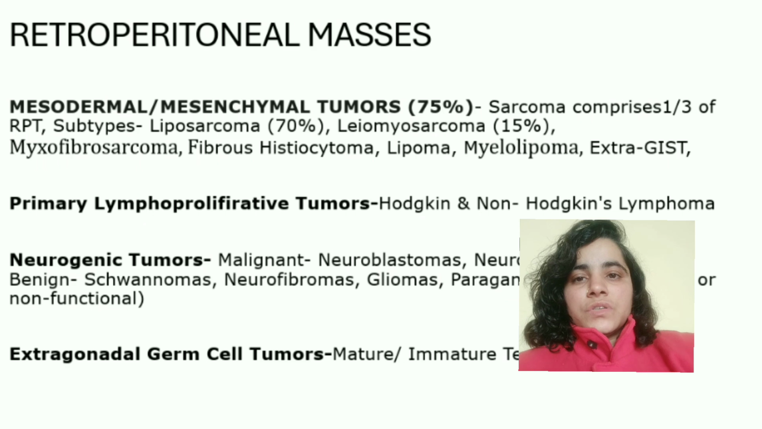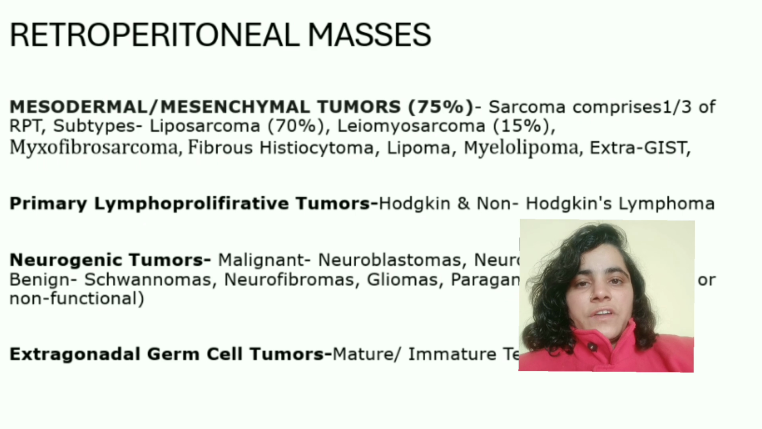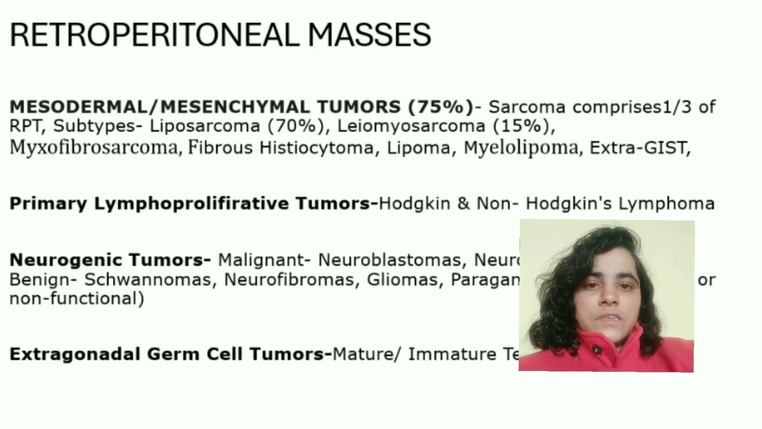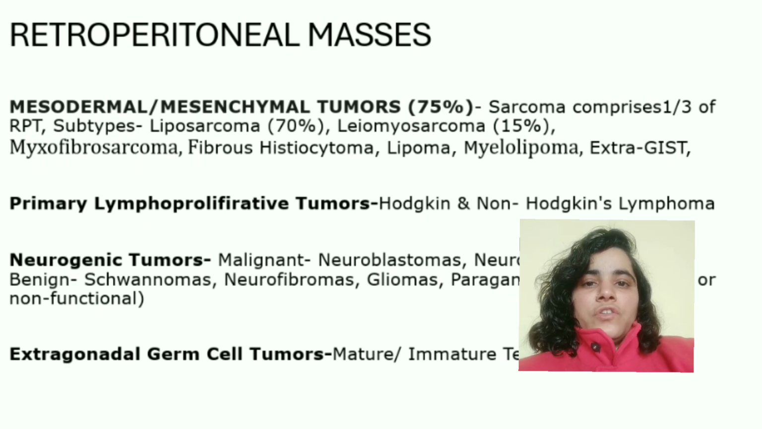Now talking about the solid masses, mesodermal or mesenchymal tumors comprise 75% of the retroperitoneal masses, and sarcoma out of these is the most common, and that comprises one third of the retroperitoneal tumors. Out of its subtypes, liposarcoma is the most common and comprises 70%, followed by leiomyosarcoma, that is 15%.